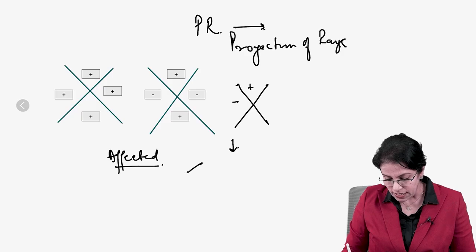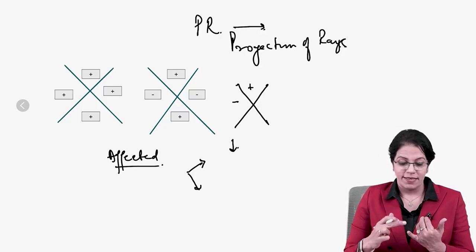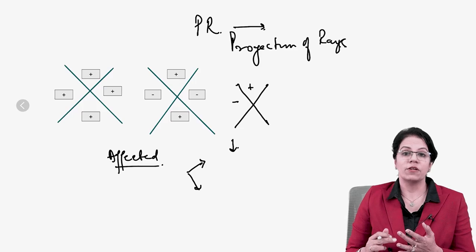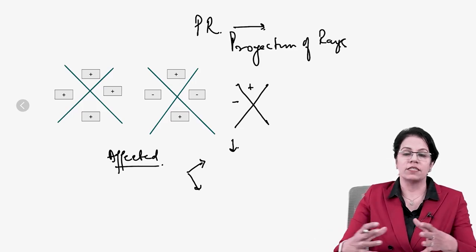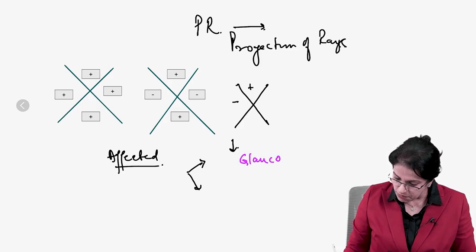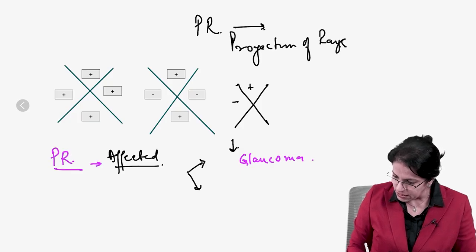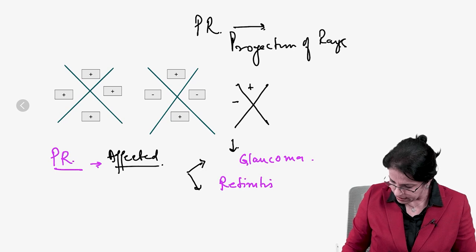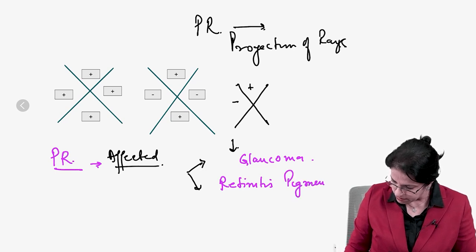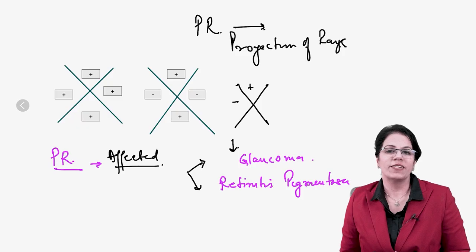So what are the diseases you can commonly think of at your level where you can say, okay, PR can be defective? Retinitis pigmentosa, even glaucoma, right? Even glaucoma, it starts from the periphery, right? So these are some of the important pathologies where PR is affected. The projection of rays is affected in glaucoma and retinitis pigmentosa. Got it? Okay. So we all know what is light sense.